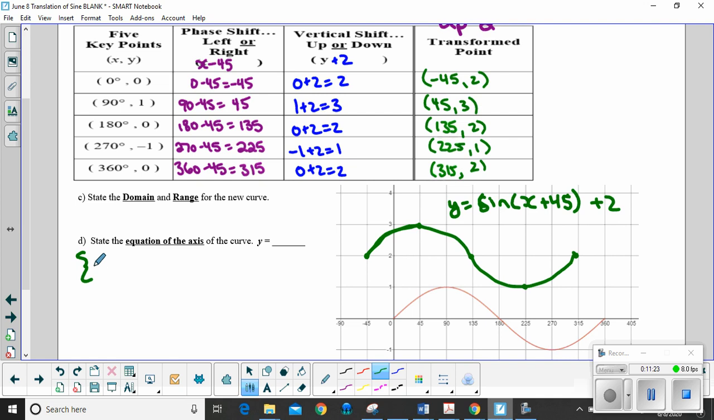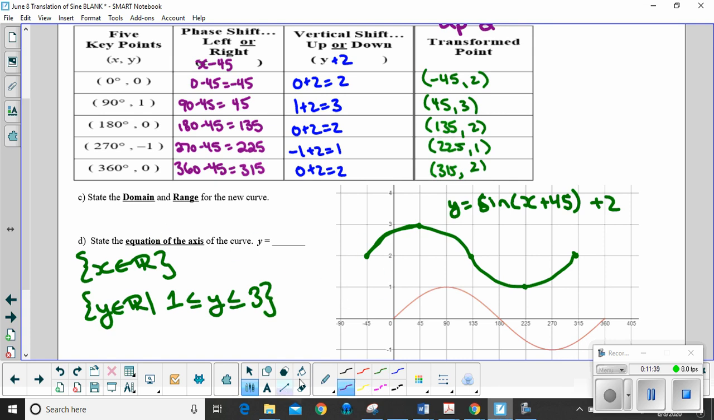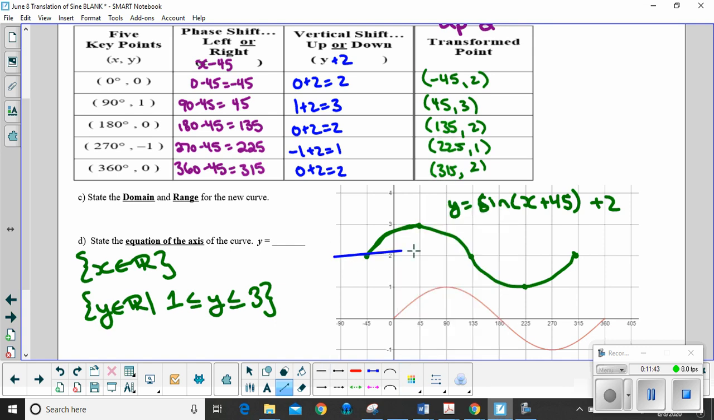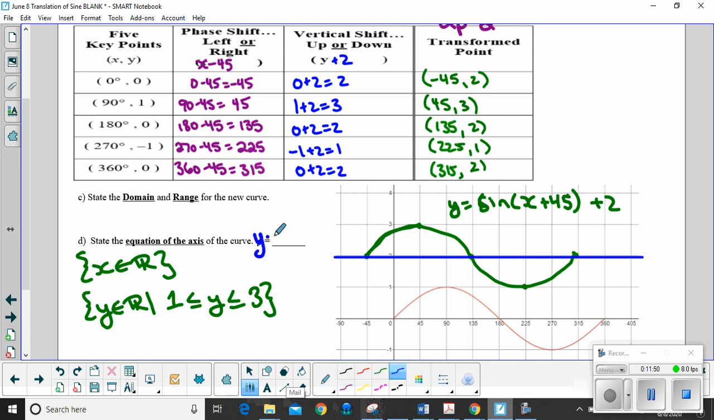So my domain, no changes. X is any real number. Range, y is any real number, such that, let's see, our minimum is at 1, less than or equal to y, less than or equal to 3. And the equation of our axis has now shifted to up here. So it's going through the middle, goes through where all those 0 points all are, and that's going through at y equals 2. There's my axis. Straight on through the middle.